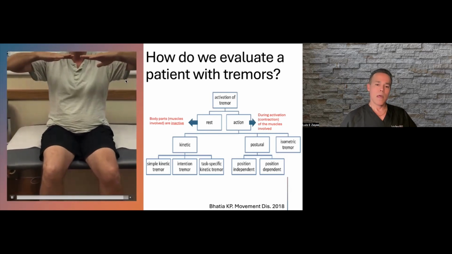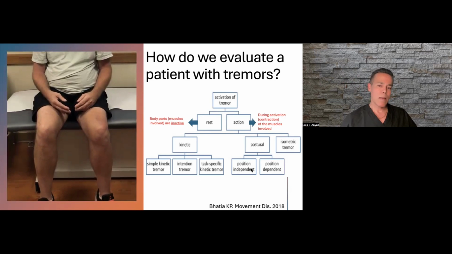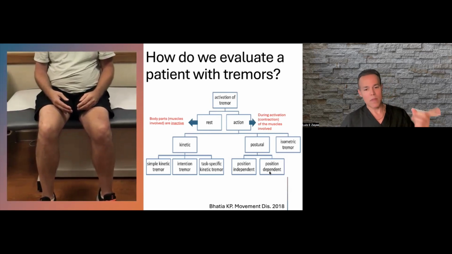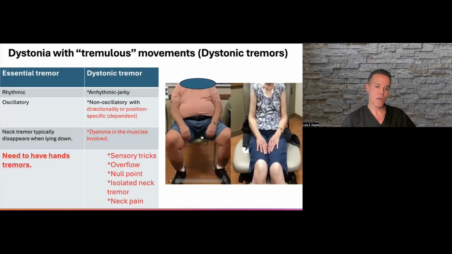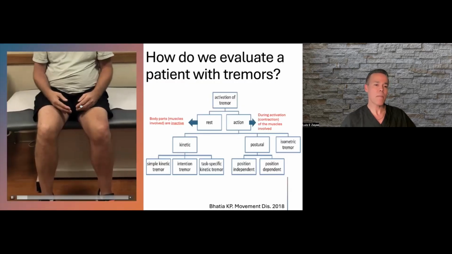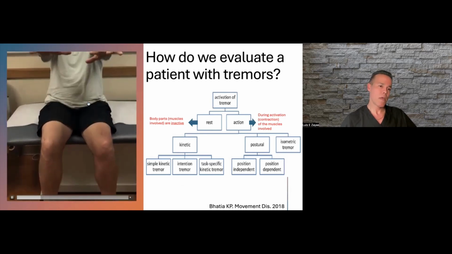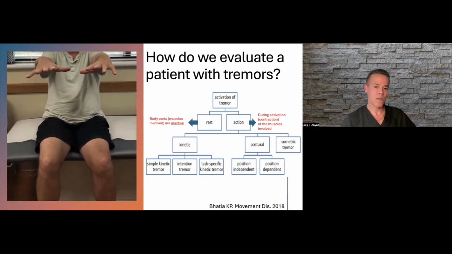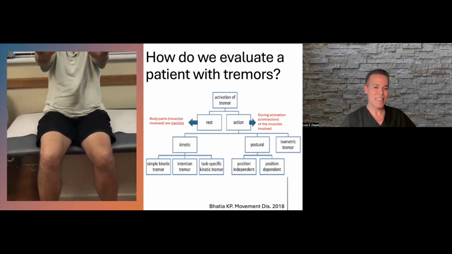Now, in postural tremor, there are 2 types: position dependent, which is this patient here that we talked about. This is a position dependent tremor. Or position independent, right? Which is this patient here. So it doesn't matter the position of the joint, the tremor will be almost the same. This is more characteristic for essential tremor. Position specific, position dependent, is characteristic for dystonia.